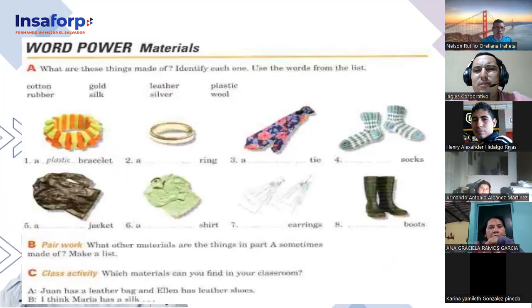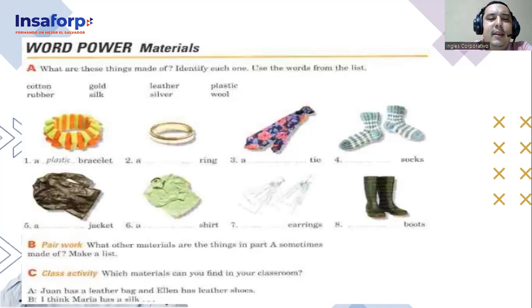A leather jacket. Yeah, leather jackets are most used in cold places, right? Here where I live, no, you cannot use leather jackets because you're going to feel like you're dying. In Sweden, it's very different, right? Okay, guys. What about number six?